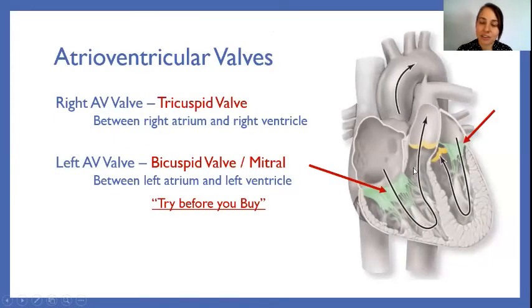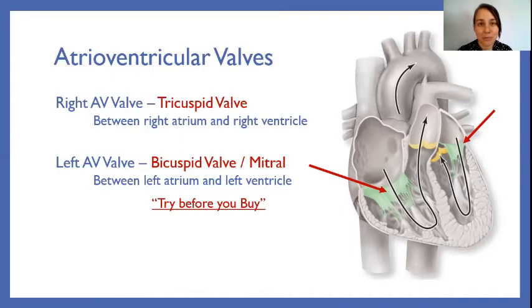So our atrioventricular valves are located on the right side of the heart and the left side of the heart. The one on the right side has 3 cusps, and it's going to be called the tricuspid valve. The one on the left side only has 2 cusps, so we call it the bicuspid, but the other name for it is the mitral valve, and that name is a little more common. The mitral valve is located on the left side of the heart, and it's going to be between the left atrium and the left ventricle.